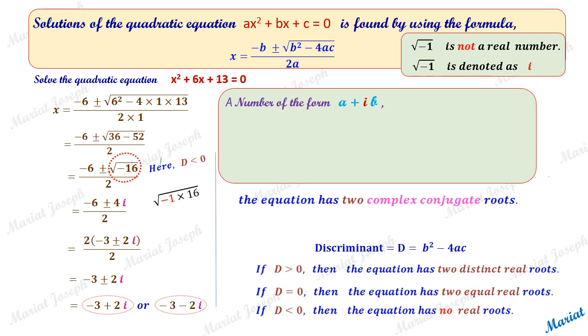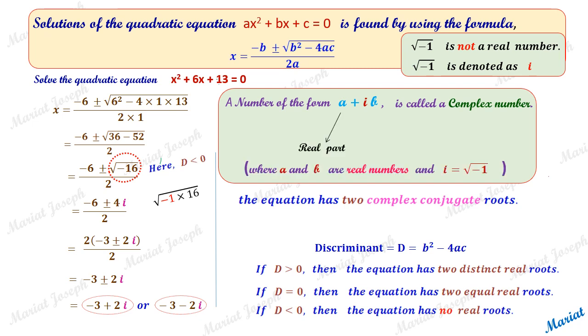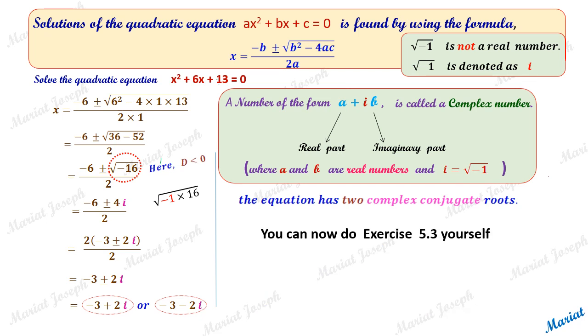A number of the form a plus ib is called a complex number. In a complex number, there will be a real part and an imaginary part. This a, this part is called the real part. And the other one is called the imaginary part, because there is an i in it. That's the introduction. Now let's go ahead.